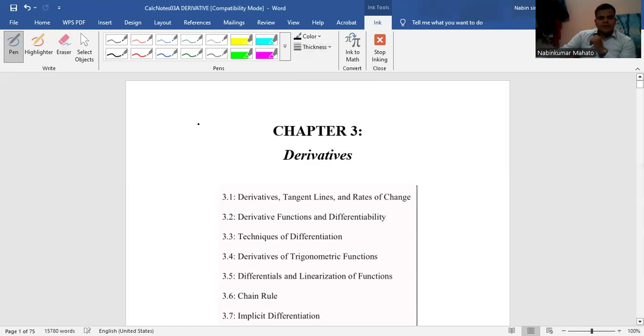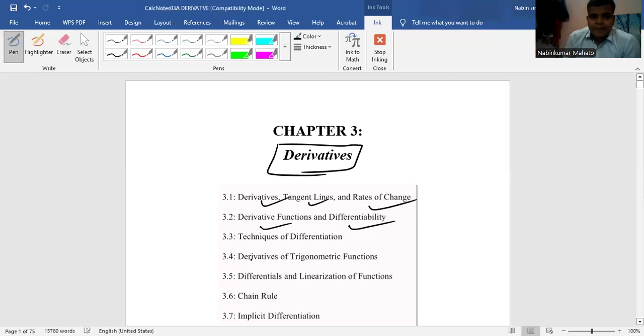Let's talk about all these things about derivatives. In derivatives, we discuss tangent lines, rates of change, and 3.4 derivative functions and differentiability, and techniques of differentiation, how to differentiate given functions, and derivatives of trigonometric functions.